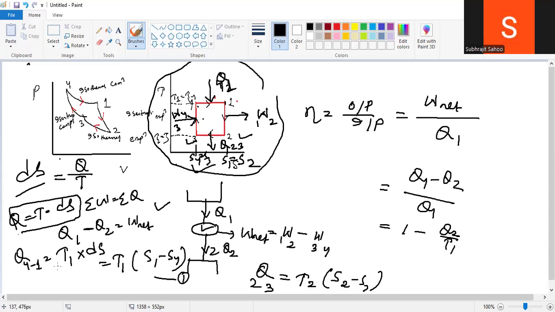So what is the Q41 value? Q41 is this much and Q23 is this much. This Q41 is nothing but heat input. So which term are we using for heat input? Q1. Heat input is Q1. So this is the Q1 value, and this one is equal to Q2. Now I will substitute this Q1, Q2 value in this equation. Observe, sir, what output I will get here.